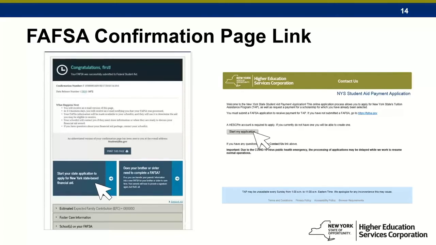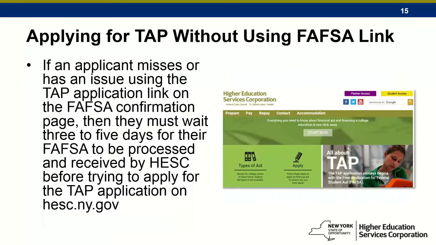And you have to make sure that you click on that link to be able to do that application if you want to do it at the same time that you submit FAFSA. So there's going to be a question probably already. Somebody's typing in the chat. What happens if a student misses the link on FAFSA? How do they apply for TAP? Are they kind of shut out?